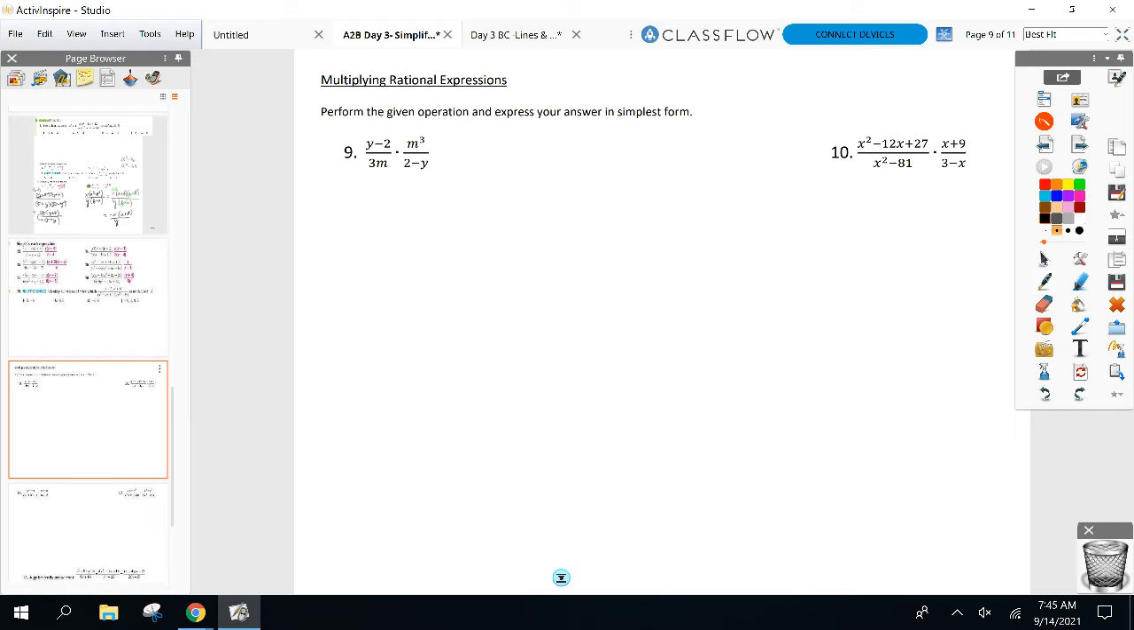All right, everyone sees we're multiplying now. First thing you want to look for, is there anything I can factor? When you're multiplying, and tomorrow when we divide, the first thing you want to look for is anything I can factor. Look at number 9. Anybody think they can factor anything?